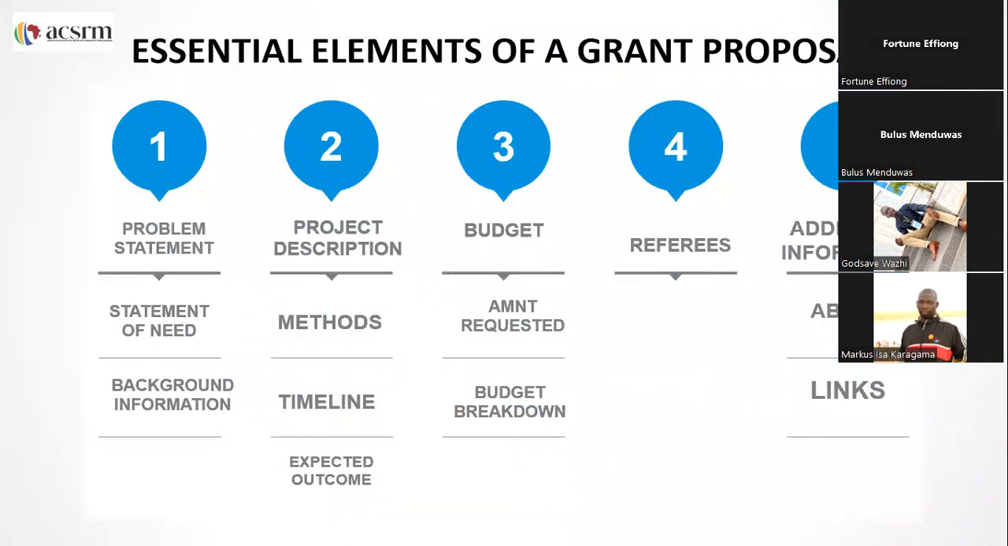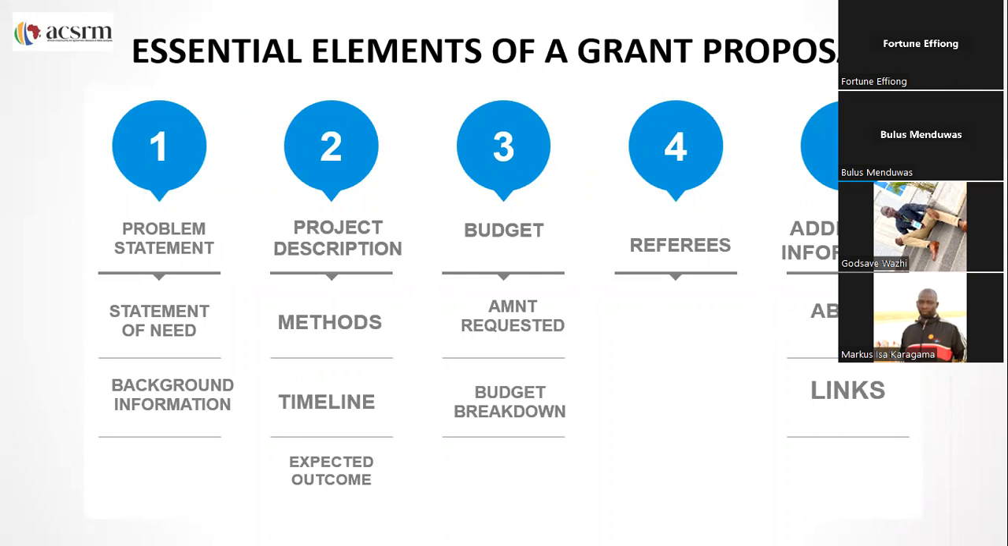So these are the essential elements of a grant proposal. It differs on funding, it differs on what kind of grant you're applying for. Remember, you apply for grants for three things: for research, for social impact, and for travel. So this is not cast in concrete. This is flexible, and it depends on the funders and what they want.